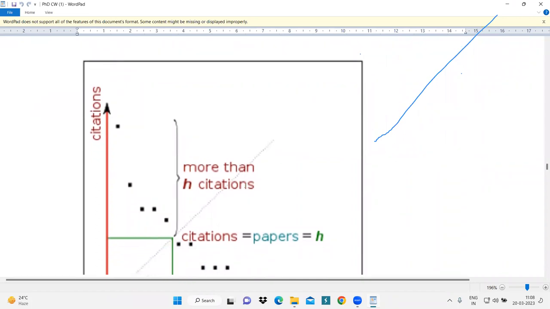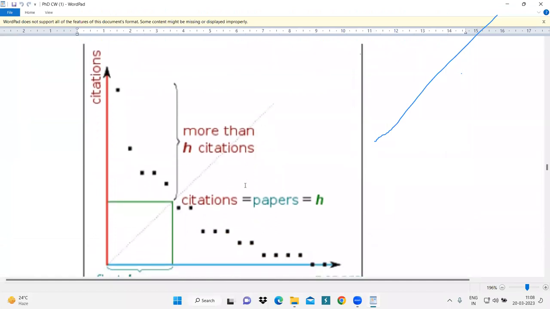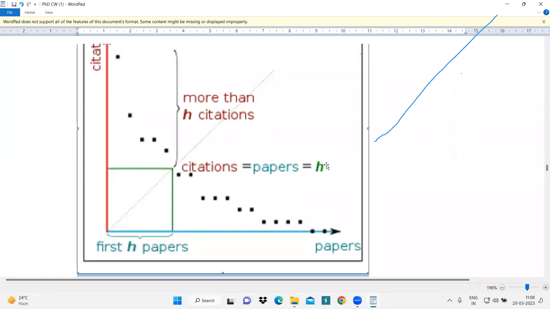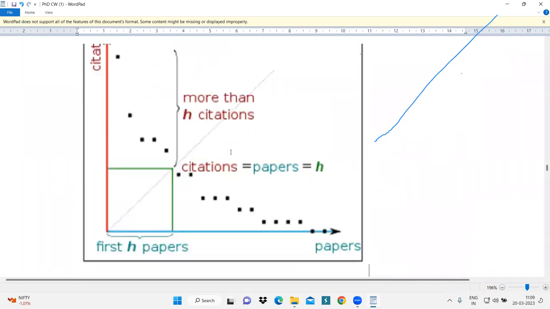And if you want to clear your concept, this graph is there. This is the number of citations and these are the publications. When the number of papers and number of citations come to the highest peak, that is where the H index is, and this part is more than H citations. So when the number of articles published and number of citations received are equalizing, that is forming the H index.